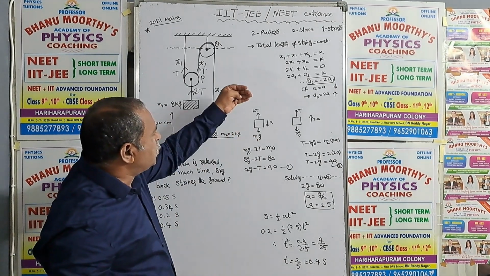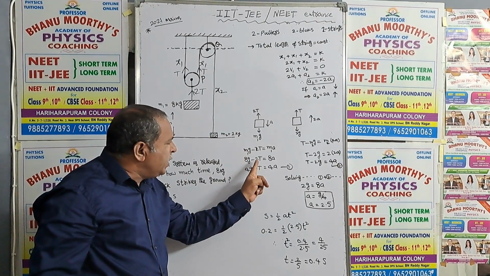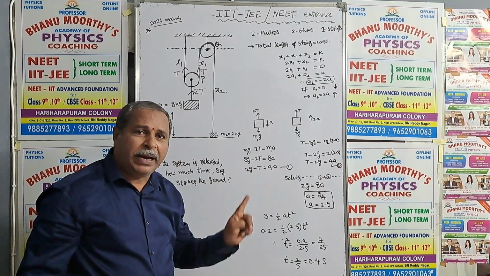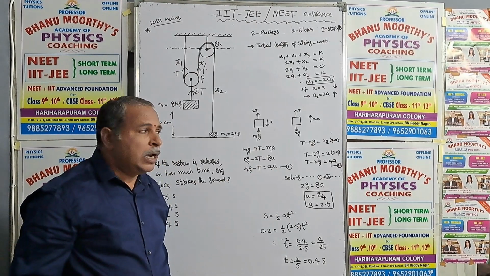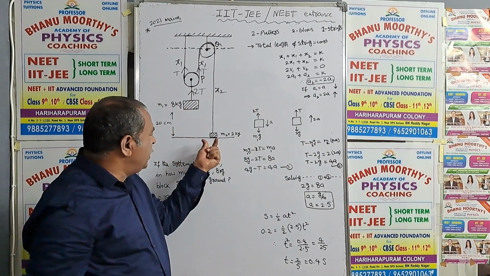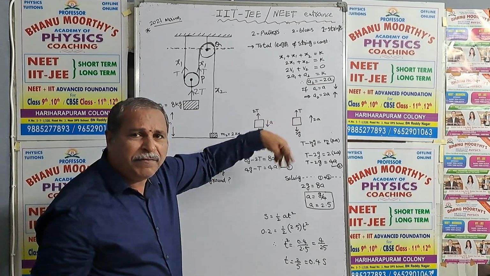So greater minus smaller equals net force. So 8G minus 2T equals 8A. Then we got one equation by taking 2 common. Now let us go to the free body diagram of the second body. Free body diagram of M2. Isolated. Number of forces are identified.